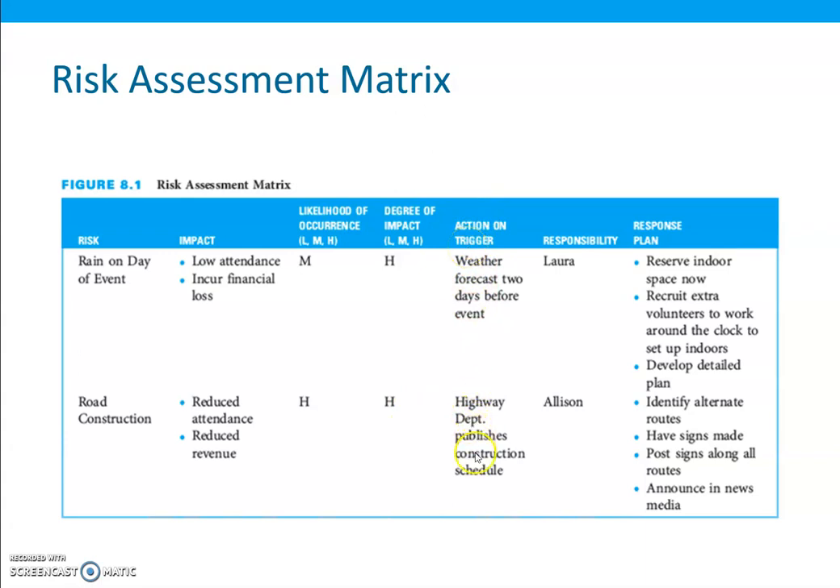The highway department publishes a construction schedule, so the highways department should be consulted, and then some responses should be planned. So identify alternate routes, have signs made, post signs along all routes, and announce in news media, etc.